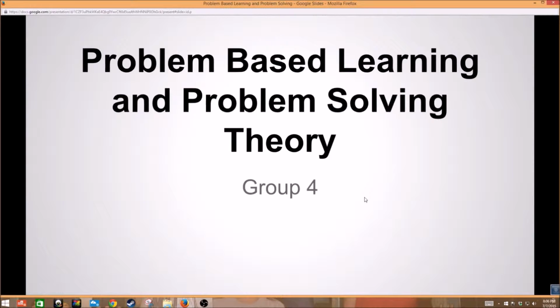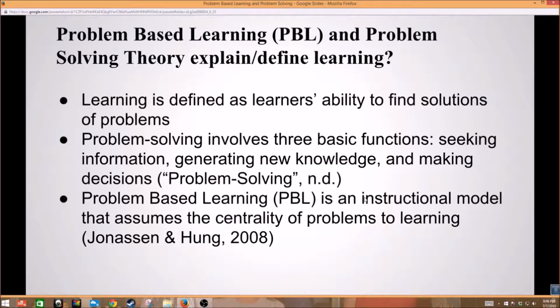Problem-Based Learning and Problem-Solving Theory by Group 4. Problem-Based Learning, or PBL, and Problem-Solving Theory.